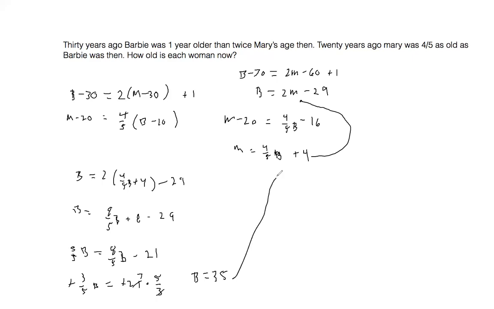So what I'm going to do is just plug it back in there. 35 divided by 5 gives me 7. 7 times 4 is 28. And then 28 plus 4 gives me 32. And now we've just solved for Mary's age. So what we're going to do is move on to our next problem, and I'm going to let you guys solve that all on your own.